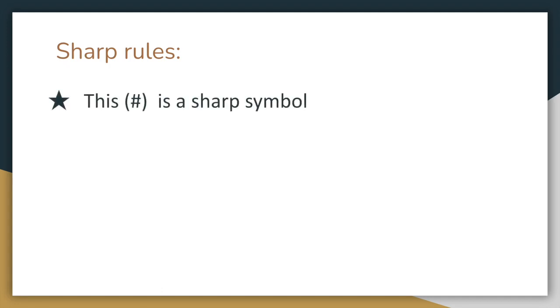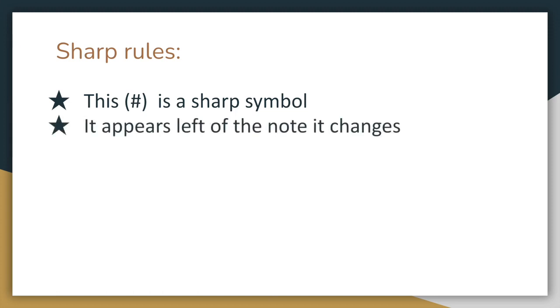So first off, we've seen what the sharp symbol looks like. If we don't know what it looks like, then it's kind of hard to know that we need to do anything. Next, it's important to know that it appears to the left of the note it's going to change or affect. So we see the sharp on the left, and the note on the right of that sharp will be the one that's changed. That's important to remember so that when the notes are sometimes grouped together with a bunch of sharps, we know which one it's going to change.